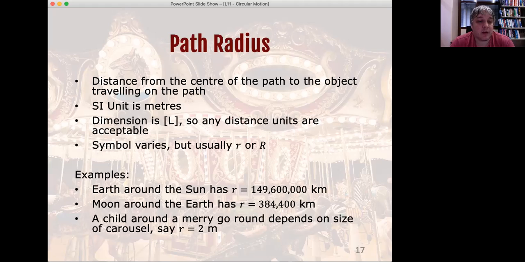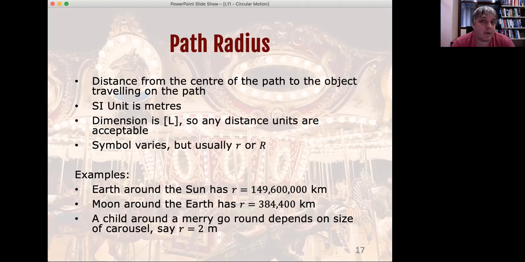Some examples: the Earth around the Sun has a radius of 149 million kilometers, or 150 million kilometers. The Moon orbiting the Earth has a radius of 384,000 kilometers. And for a child on a merry-go-round, it will depend on the size, so I'm going to come up with a few values and keep these three examples going through each of the properties. We're going to imagine a 2-meter radius carousel.